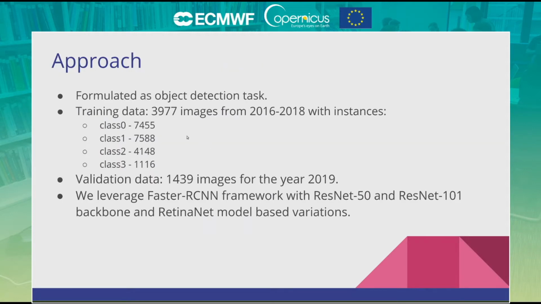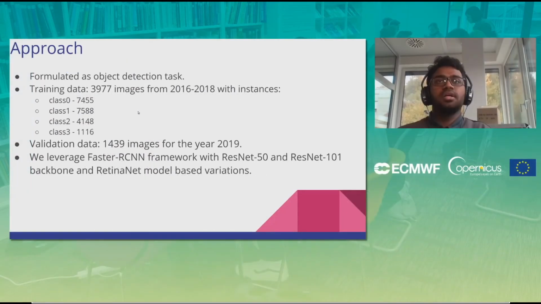So as I mentioned, we have formulated the task as an object detection task. The training data that we have is from 2016 to 2018. And as I mentioned before, we have the majority of the instances for class 0, as well as class 1, which is a good thing. We mainly wanted to see how it performs for class 1, 2, and 3. We also have validation data from the year 2019 with 41,439 images.